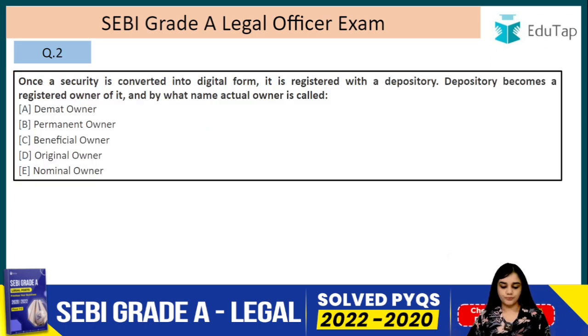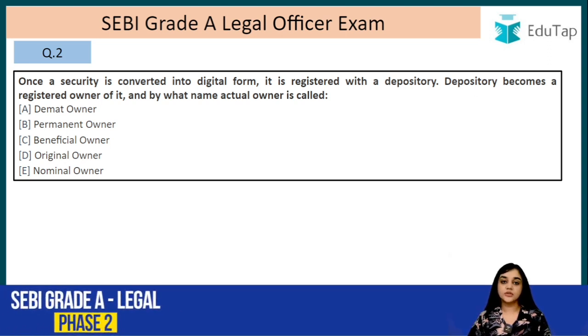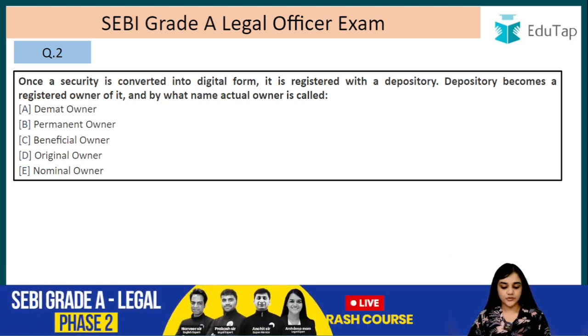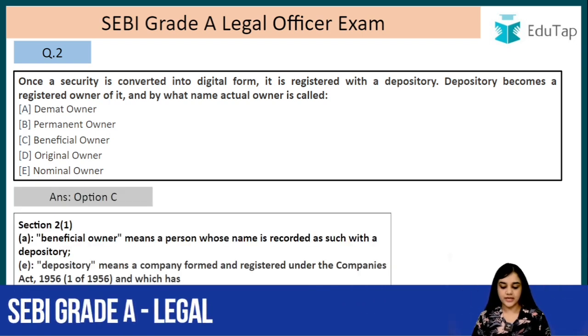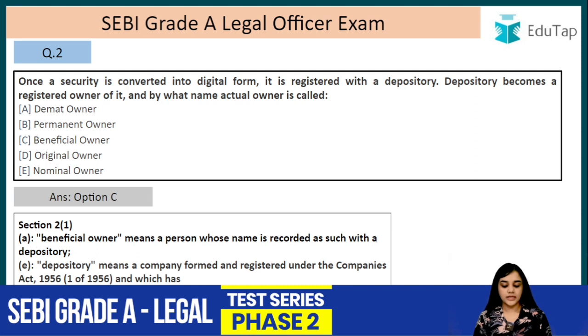Question number 2. Once a security is converted into a digital form, it is registered with a depository. Depository becomes a registered owner of it, and by what name is the actual owner called? So the answer to this question is the beneficial owner, that is option C, right? So beneficial owner means a person whose name is recorded as such with a depository.